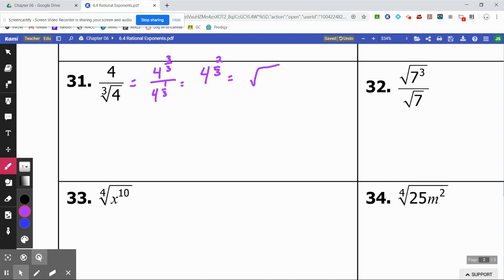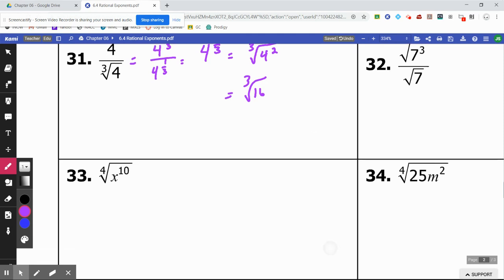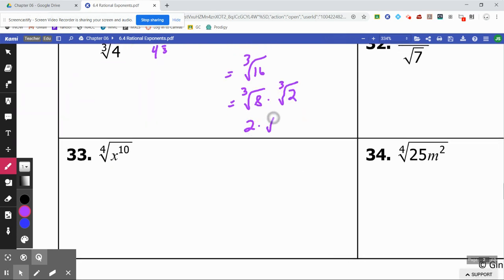So let's rewrite it. That's a 3rd root of 4 to the 2nd power, which is a 3rd root of 16. Is there any perfect cube roots in there? We know, yes, we can split into the cube root of 8 and the cube root of 2, which would be 2 times the cube root of 2.